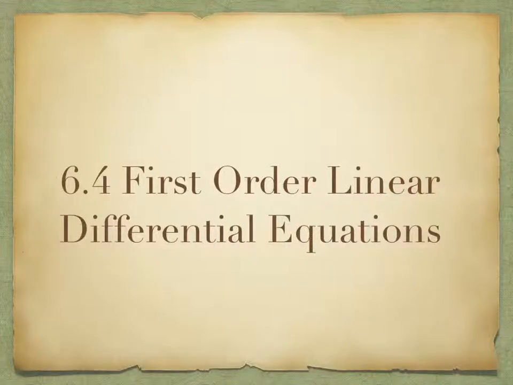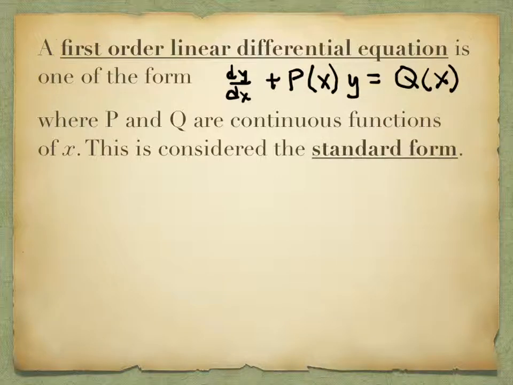6.4 is our last section of material, and it's the last section that we look at in Chapter 6 about differential equations as well. And this section is talking about linear differential equations, specifically first-order linear differential equations. And we're going to start with a definition. So a first-order linear differential equation is one of the form dy/dx plus some function in terms of x times y equals another function in terms of x.